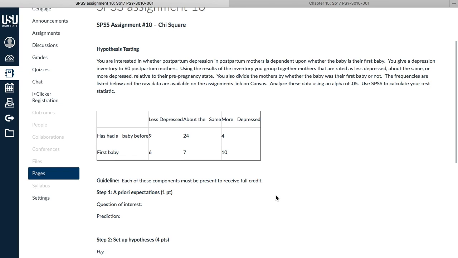So we had, among the women who have had a baby before, 9 of them were less depressed than before having the baby, 24 of them were about the same, and 4 were more depressed. Whereas among those who were having their first baby, 6 were less depressed, 7 were about the same, and 10 were more depressed. We're going to use the chi-square test for independence to determine whether or not those differences based on whether they've had a baby before or not are significant. Okay? So, if you haven't, go ahead and copy your 6 steps over into Word. And we'll start working on step 1.